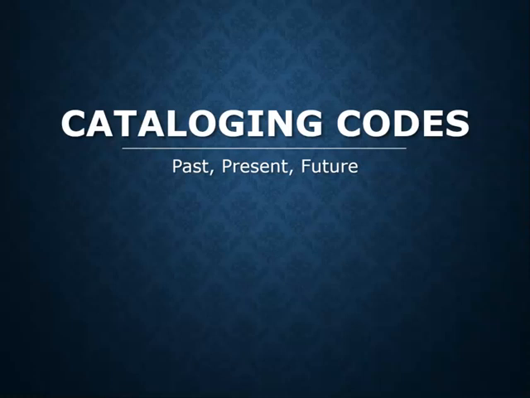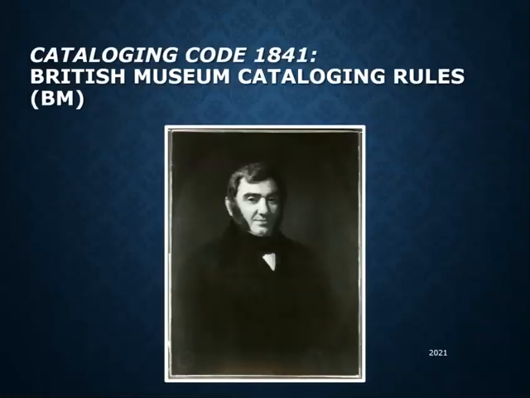The first cataloging code was developed by a British man named Anthony Panizzi at the British Museum Libraries. His rules set up a framework for later development in cataloging code. His rules included entry points to descriptions, like author entries and subject entries, which we now call access points.